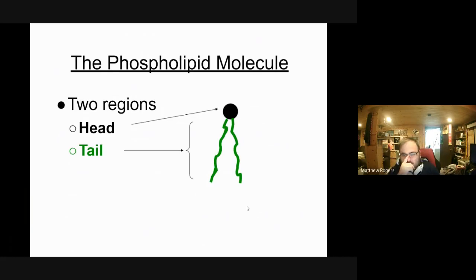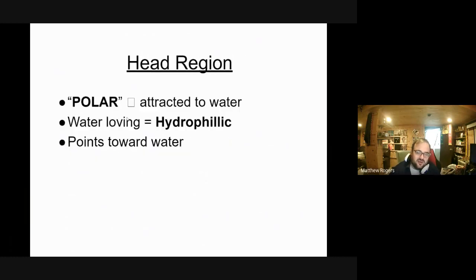This phospholipid molecule, we like to call it jellyfish. I hope you like my beautiful drawing here. We have two regions to it. You have the head of the jellyfish, and the tails of the jellyfish. The head of the jellyfish is polar. It loves water. We call that water-loving ability hydrophilic. Hydro meaning water, philic meaning like you like something.